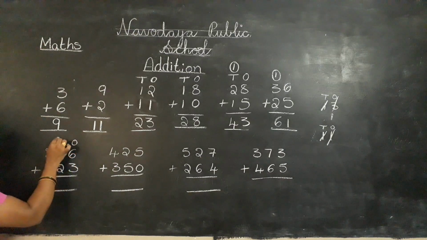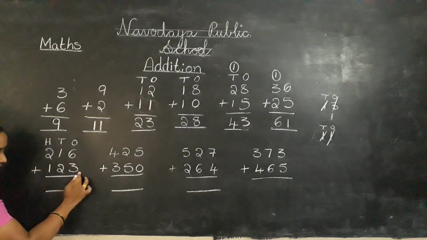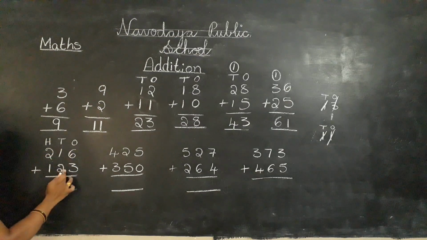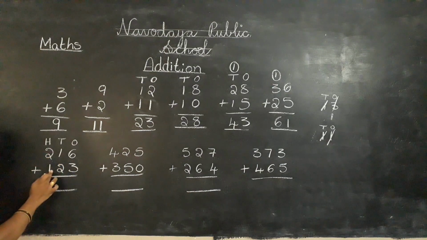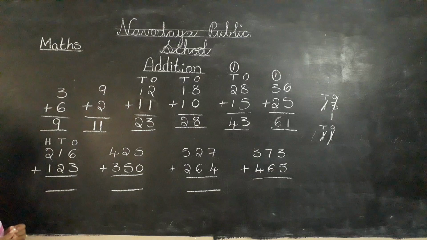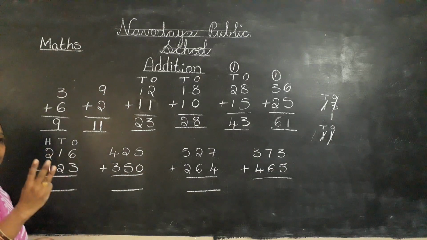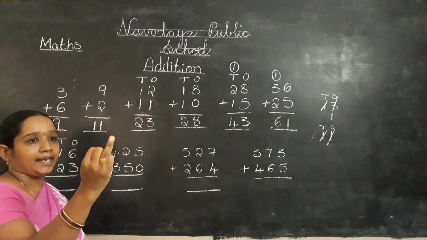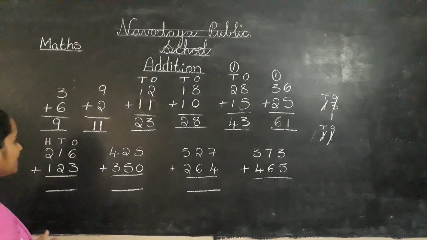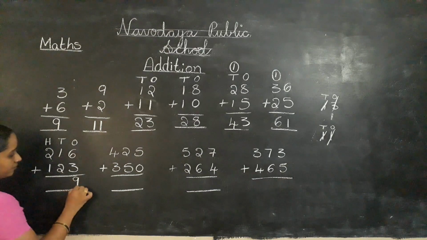Now here, these are 3-digit numbers: ones, tens, hundreds. So add the ones place digits first, next the tens place digits and next the hundreds place digits. 6 plus 3. Keep 6 in mind. Take 3 fingers. 6 after: 7, 8, 9. So 6 plus 3 is how much? 9.